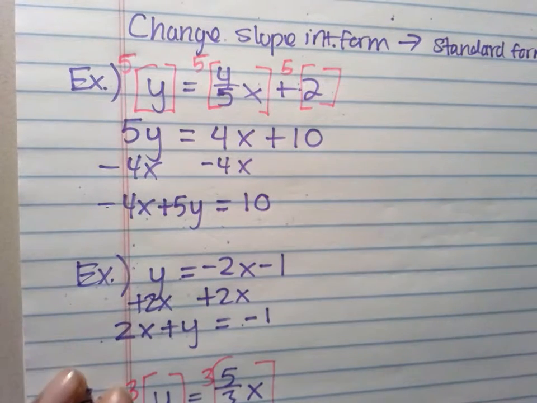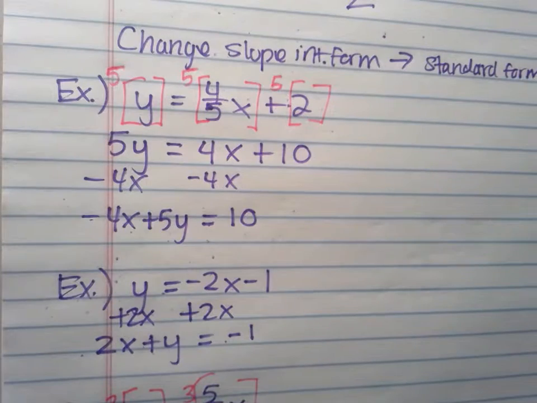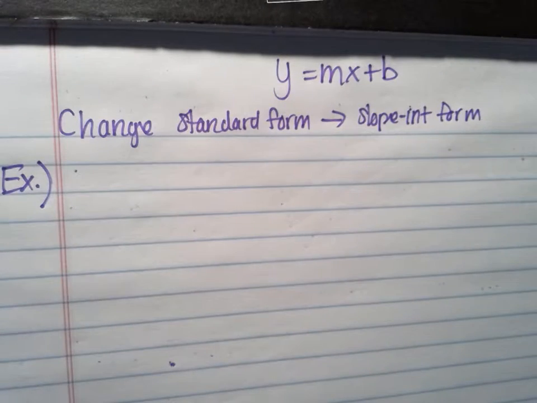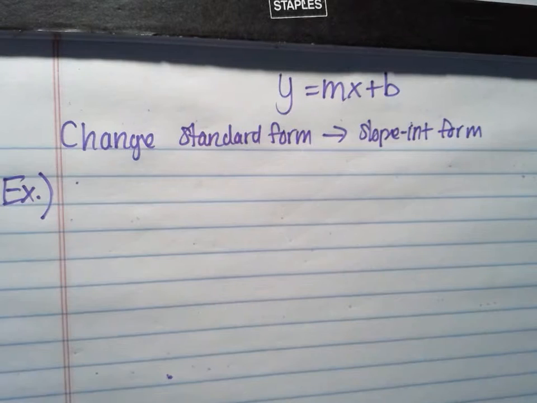All right, now let's go over standard form to slope-intercept form. So when you want to change standard form to slope-intercept form, the goal is, if you look at slope-intercept form, y is all by itself on one side of the equal sign. So the goal is to get y on one side of the equal sign and all the other stuff on the other side of the equal sign. So let's go over an example.